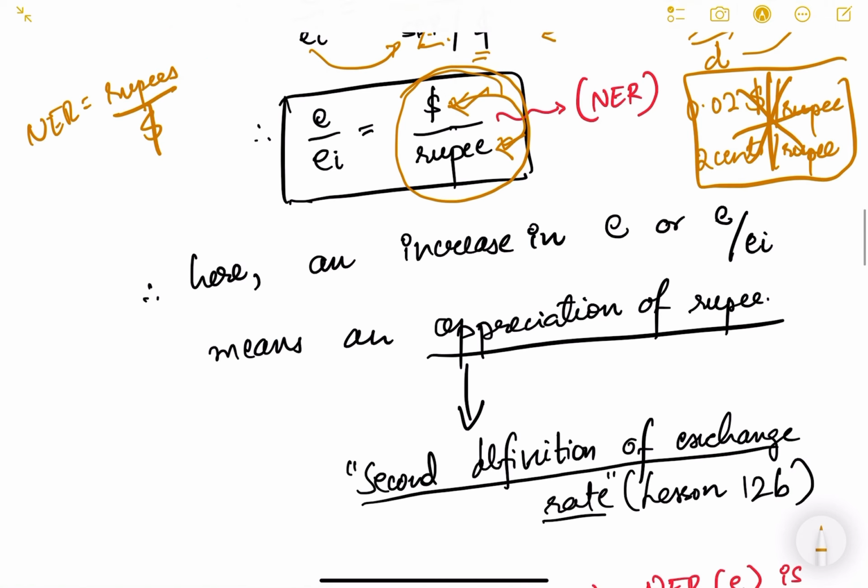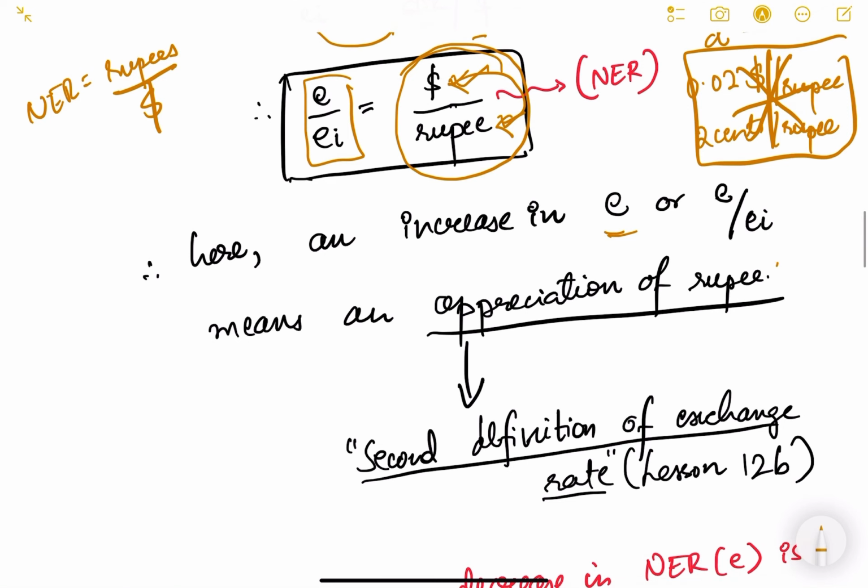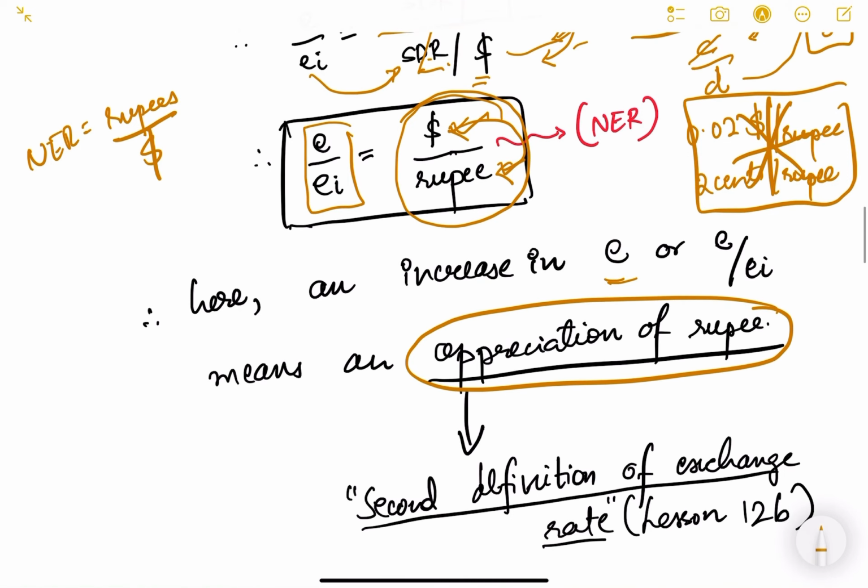And that is the reason why whenever there is an increase in E or this entire ratio E upon EI, it means appreciation of rupee. Why will it be appreciation of rupee?